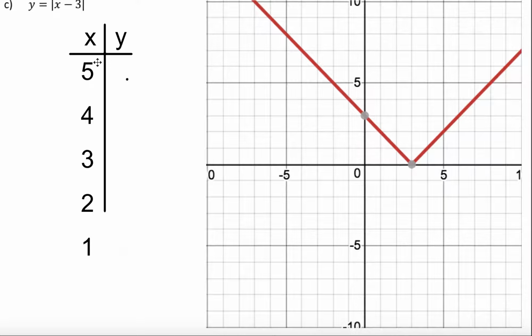5 minus 3 is 2. 4 minus 3 is 1. 3 minus 3 is 0. Here's where it kind of gets interesting, or a little bit tricky. 2 minus 3 is negative 1, and negative 1 is going to become positive 1. Okay, so again, we get that same value.